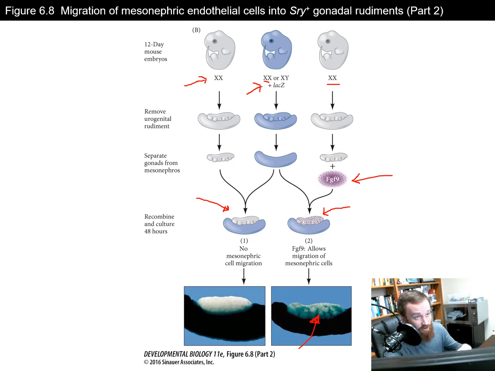So while SRY is the master switch that allows for this migration to happen, remember SRY activates SOX9, which activates FGF9. So FGF9 is actually the player that is doing the recruitment of these cells to come into the gonads. SRY is just upstream of that. So SRY turns on FGF9, but FGF9 is actually the player that is recruiting these cells to migrate into the gonads.